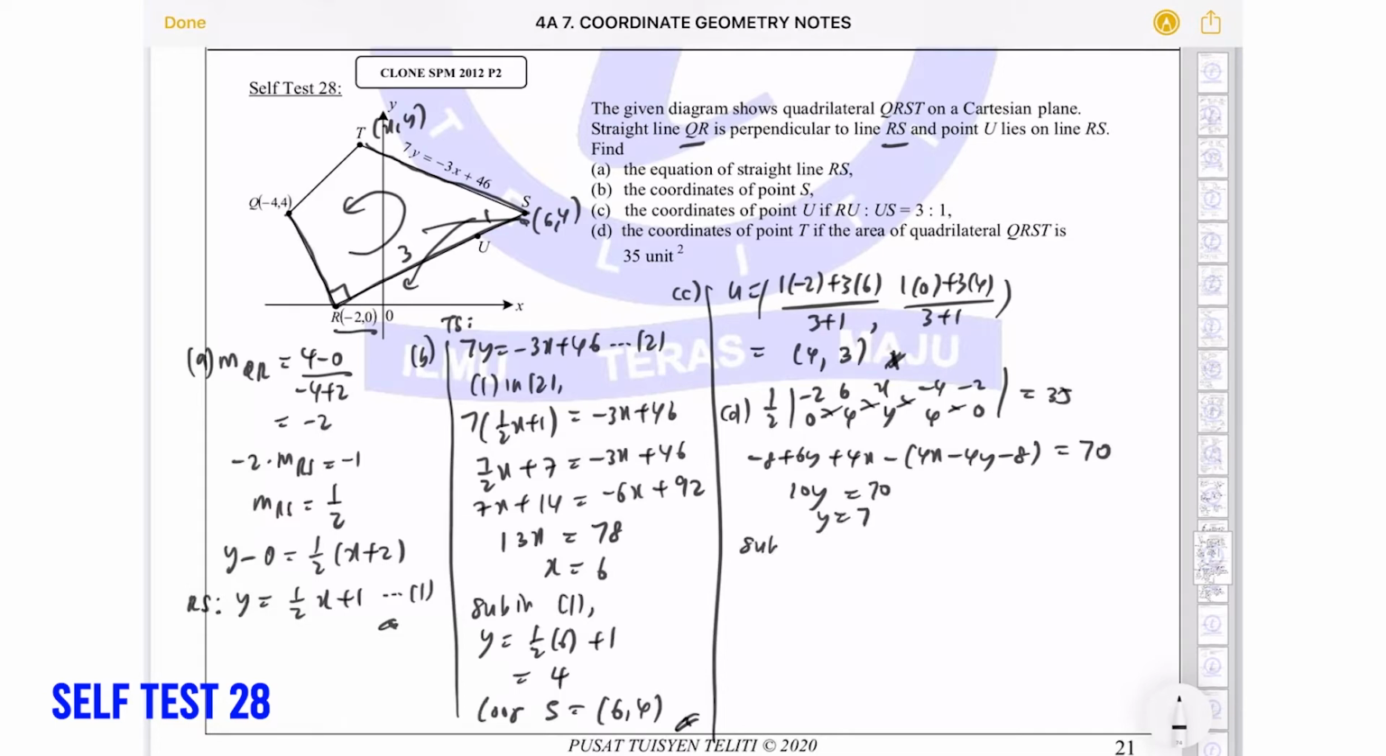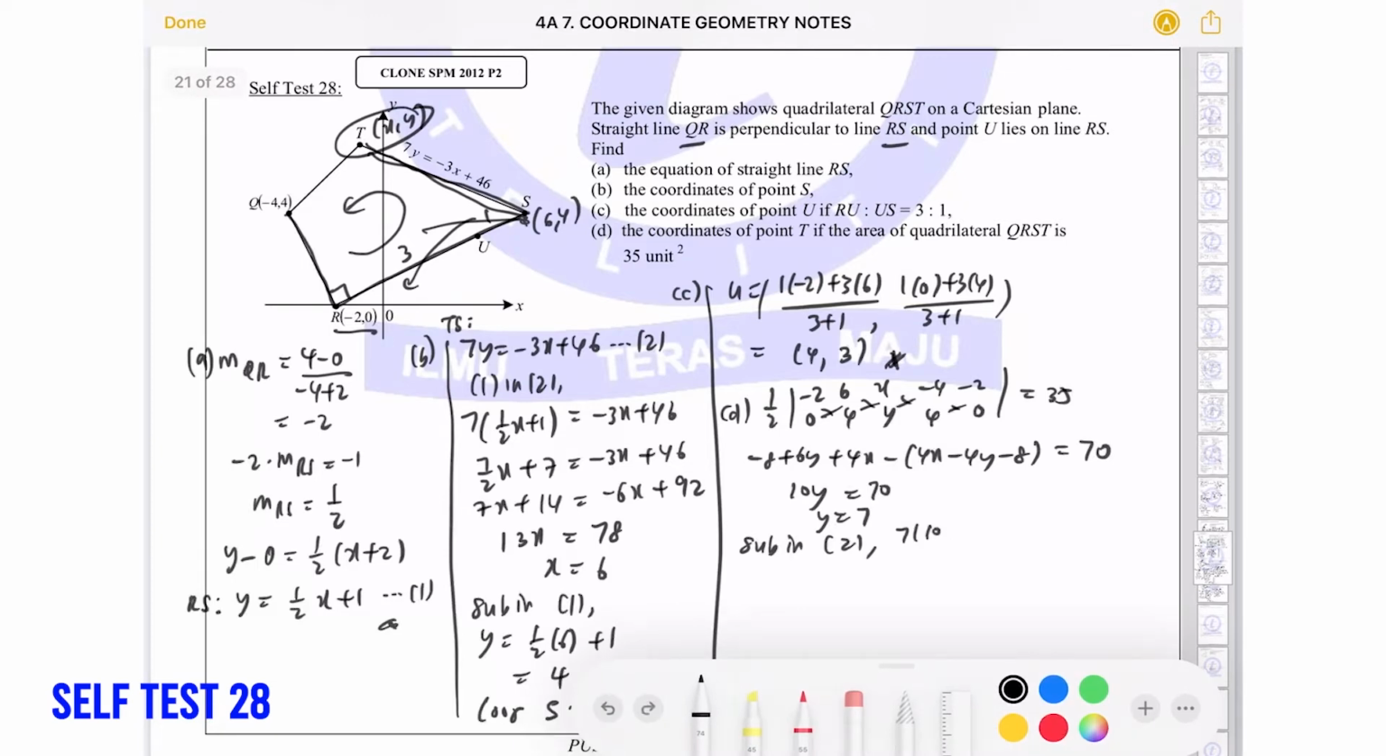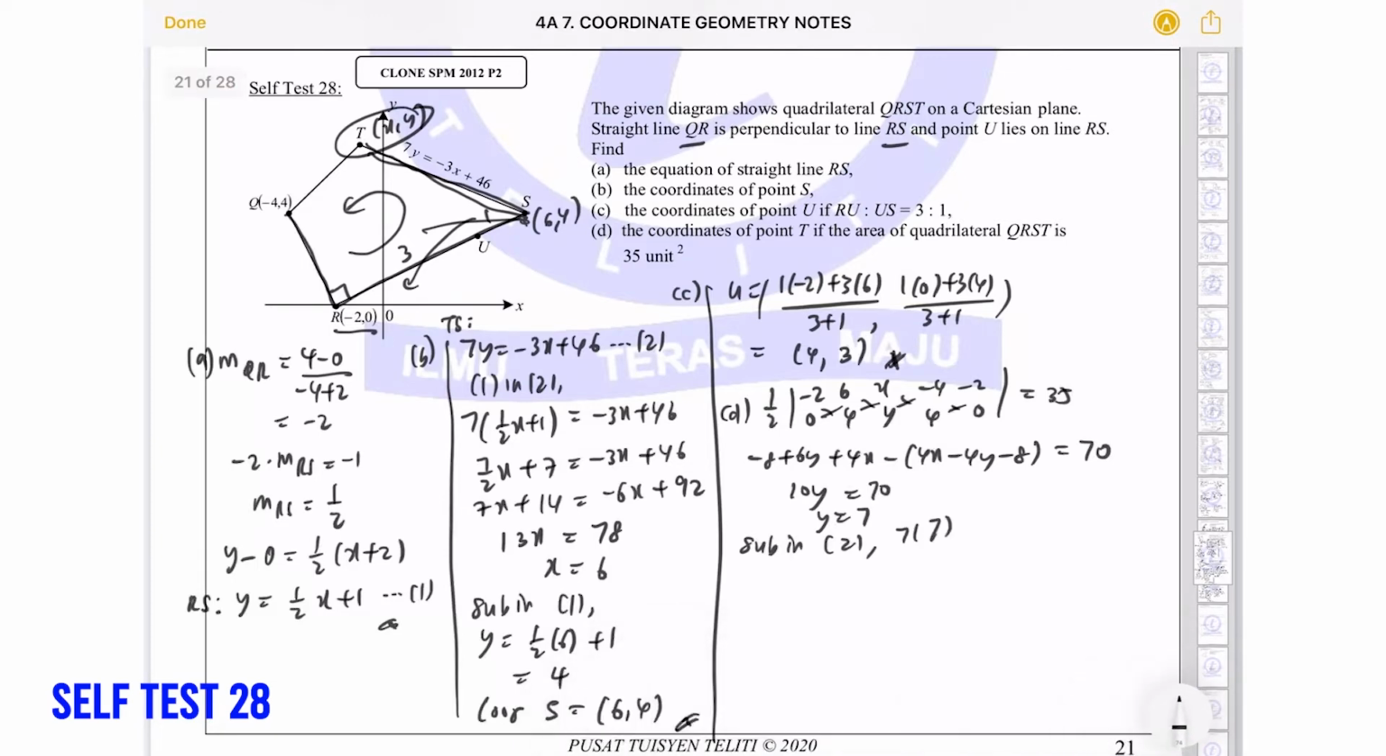If your y is 7, we can substitute into, let's say, equation number 2, because point T actually lies on this straight line, 7y equals minus 3x plus 46. So if I substitute into equation 2, I can find my x coordinate. My y is 7. So 7 equals negative 3x plus 46. So bring over, 3x is negative 3, right? Yeah, x is just negative 1. So my coordinate of point T is just (-1, 7). Okay?